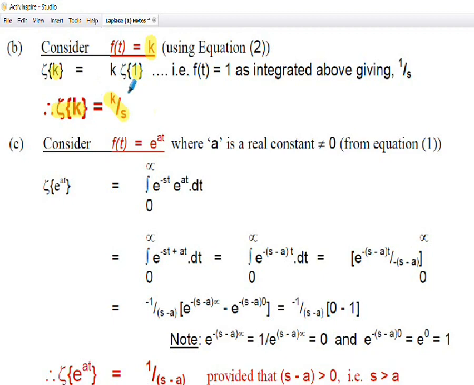Looking at part 3 of this example, the function of t now is going to be e to the at. So now when we look at our definition, we've got e to the minus st multiplied by e to the at within the integral. We can use the first law of indices to bring these two e functions together, so that becomes e to the minus st plus at, and I simply factorized on t here to get to this second stage, and that's really the same as e to the at. It's a standard form where a in this case is the minus s minus a function.